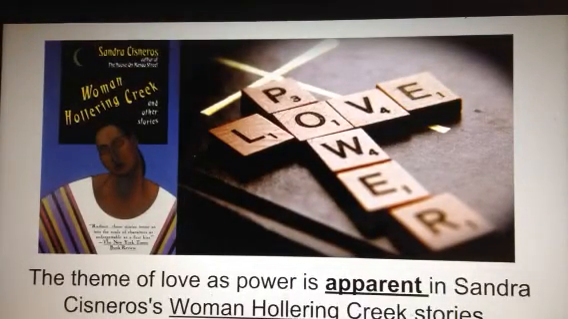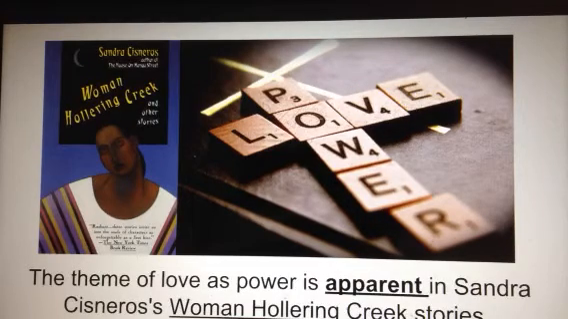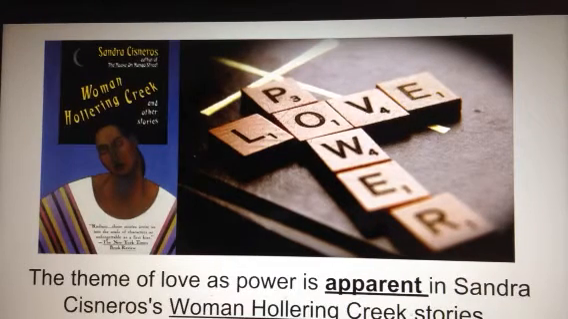The theme of love as power is apparent in Sandra Cisneros' Woman Hollering Creek stories. Woman Hollering Creek is a series of stories in a book written by Sandra Cisneros. And the idea that love is power, has power, is easily seen.